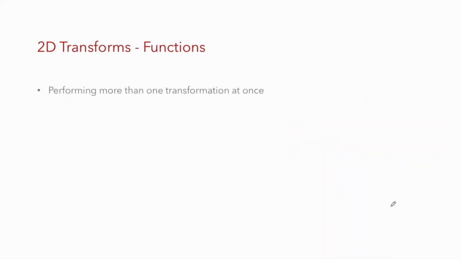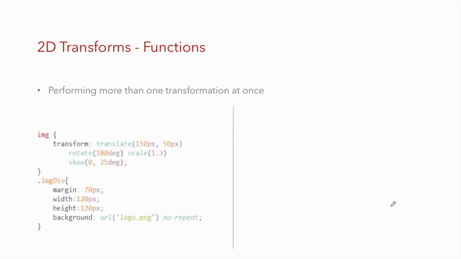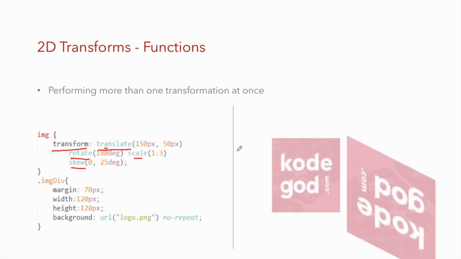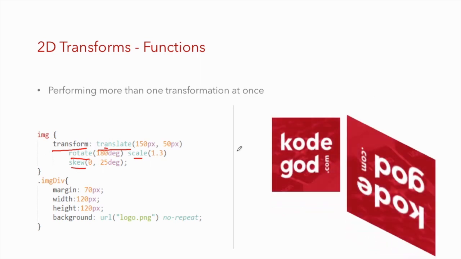Now we will see how we can perform multiple transformations at the same time. This can be achieved by just specifying multiple transform functions next to one another. So this is the first translate function, then we have rotate, scale and skew. All the transformations are used in the same transform value. So here is the output for this particular code.